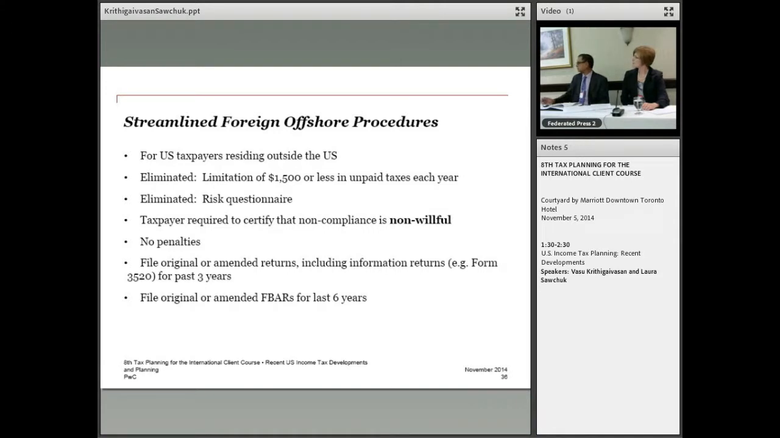There are no penalties. The taxpayer has to file the original or amended returns, including all of those information returns for the past 3 years. And if they have foreign bank accounts, they need to file the original or the amended forms for the past 6.